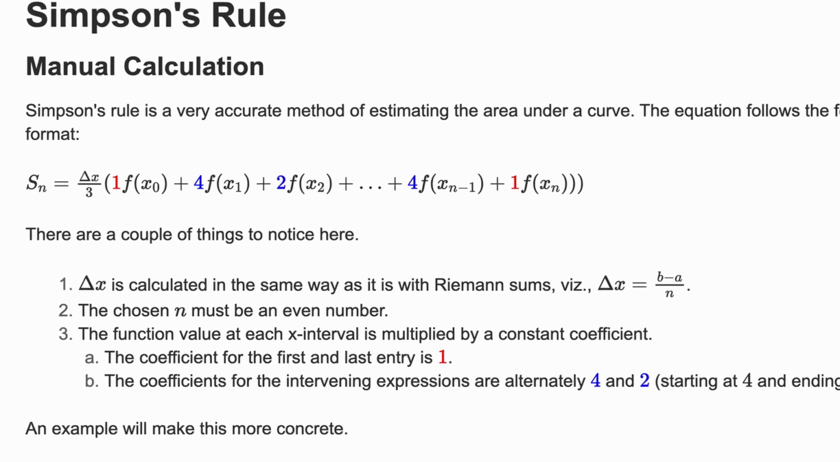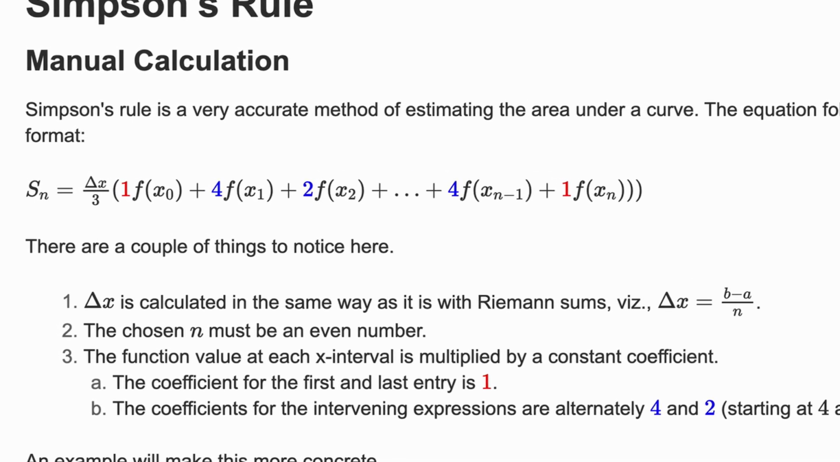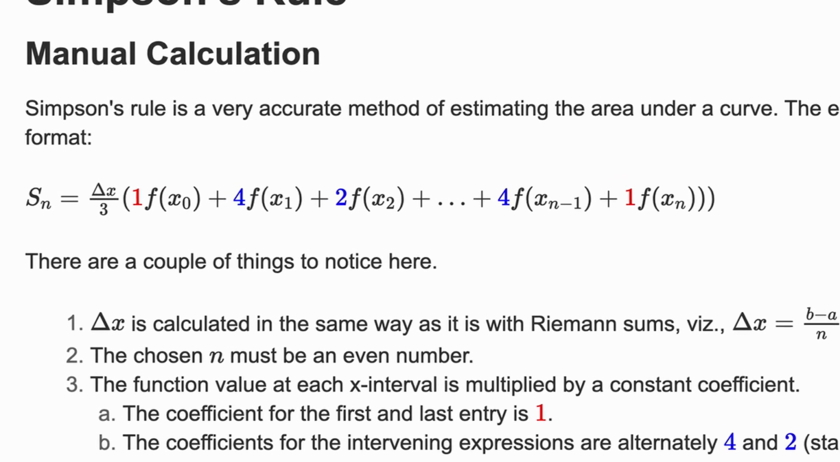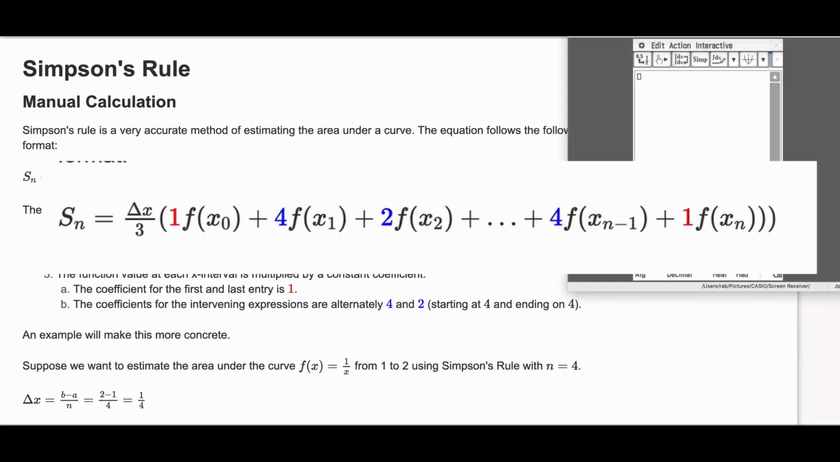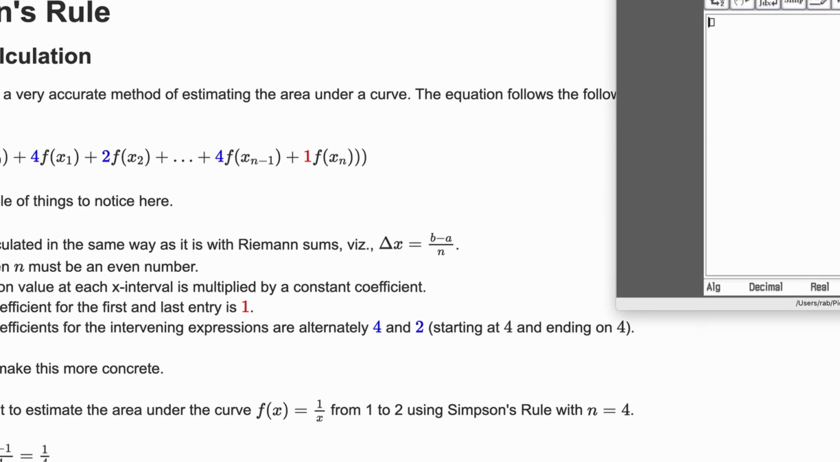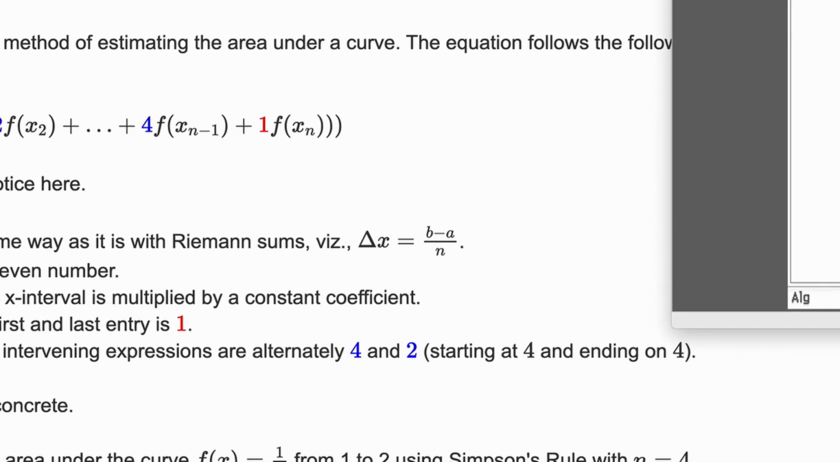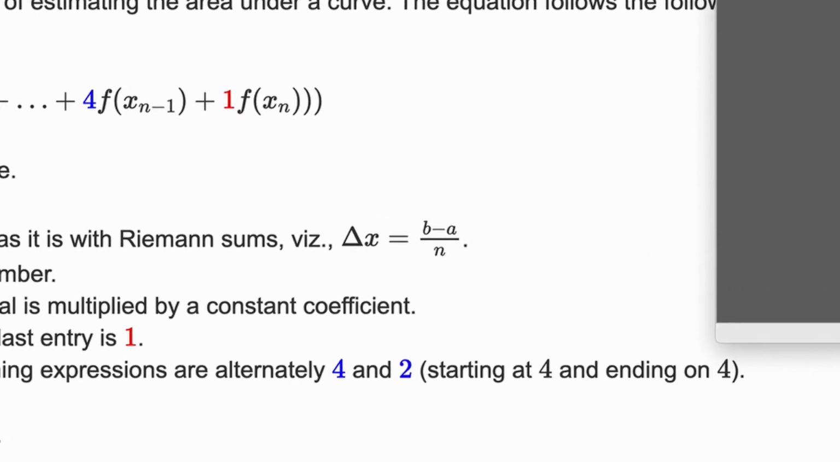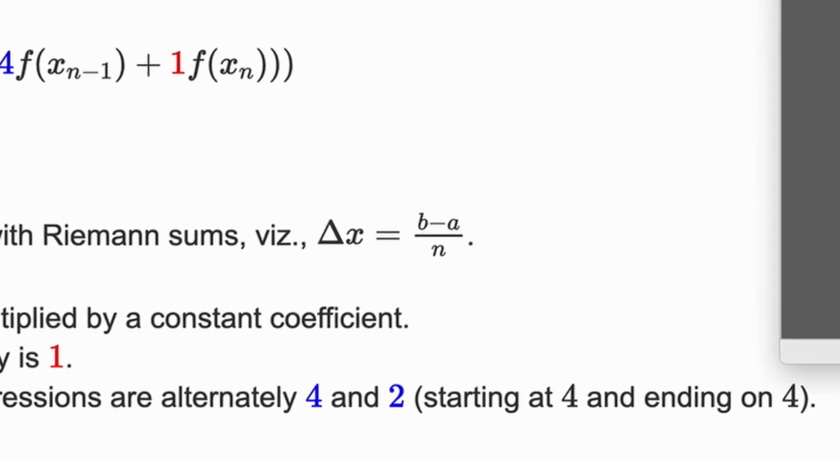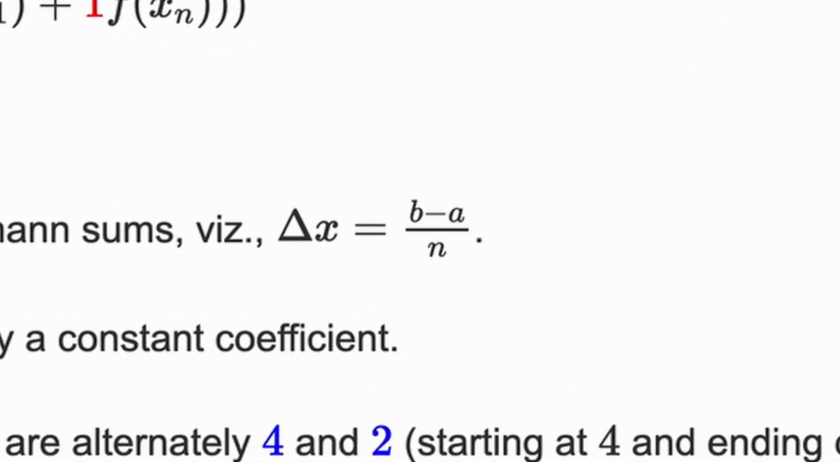The template has a couple of notable features. One is that the function values at each x interval are multiplied by a constant coefficient. The first coefficient is 1, the last coefficient is 1, and the intervening coefficients alternate between 4 and 2, starting on 4 and ending on 4. The delta x is divided by 3 and is calculated in the normal way, b minus a over n, which is the upper bound minus the lower bound divided by n. The n must be an even number.